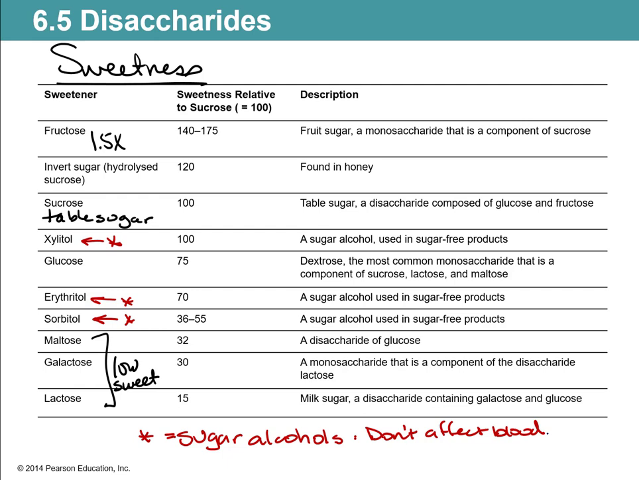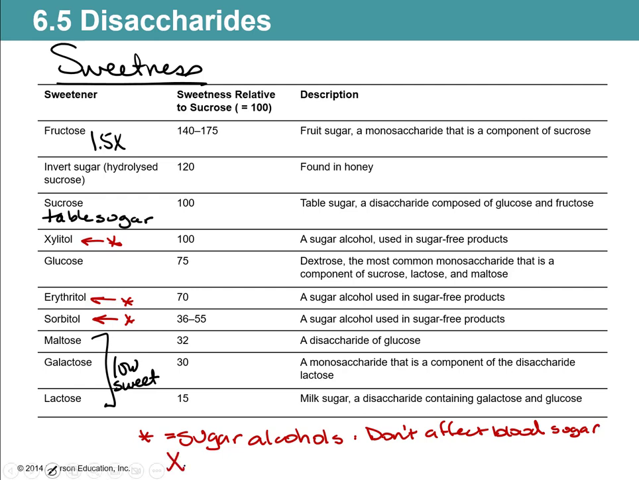They're not digested, they don't get absorbed. So this is why sweets or candies that are sweetened with these won't affect your blood sugar. This is why they put these in diabetic candy. Somebody that gets sugar-free candies, like Russell Stover makes sugar-free candy, that's what it's got in it. It's got these three sugar alcohol types. So you get the sweetness, but it's not going to affect your blood sugar.